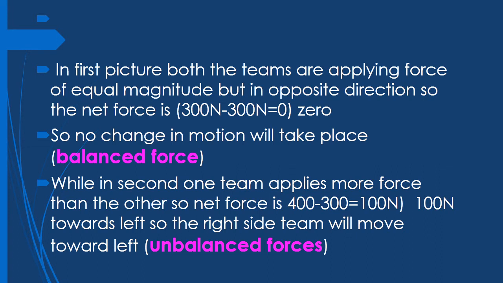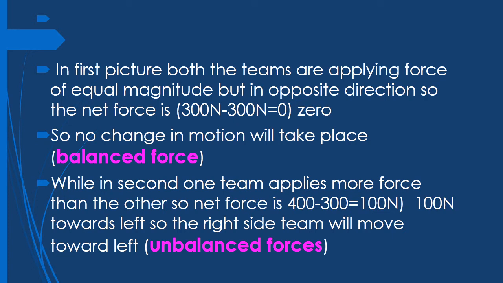So children, in the first picture, both the teams are applying force of equal magnitude but in opposite direction. So the net force is the difference of both the forces, that is 300 minus 300, that gives 0. Now in this case, no change will take place, right? We say balanced forces are there. Both the side, the magnitude is same in the opposite direction. So there will be no movement, no change will take place.